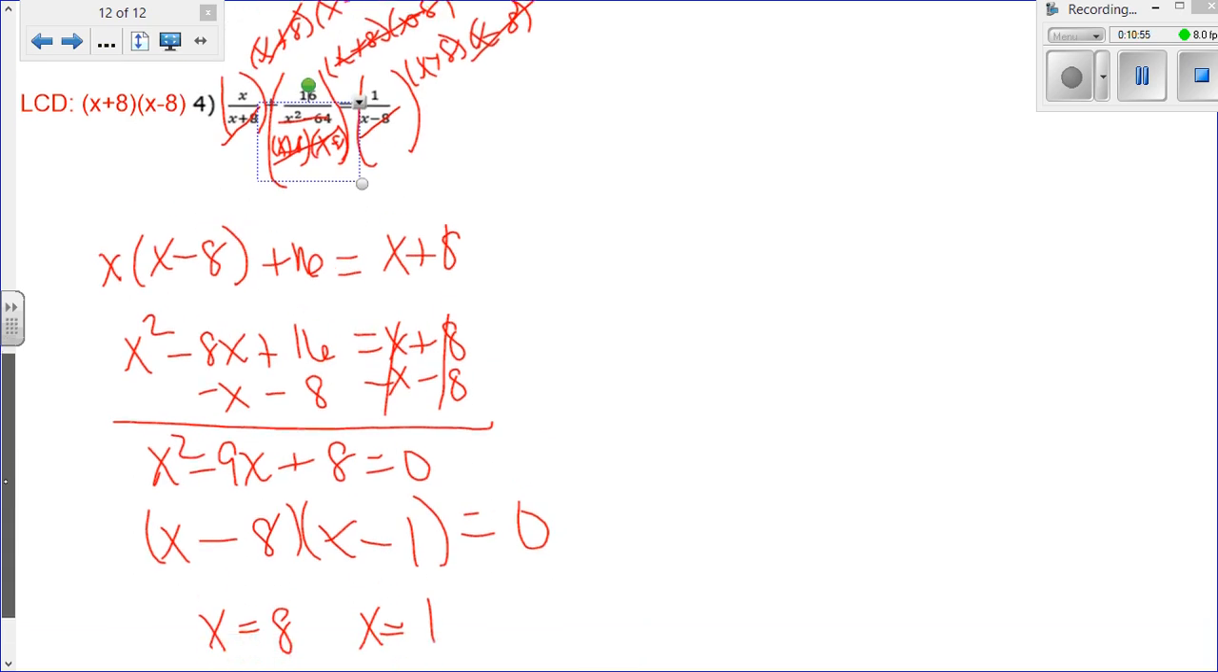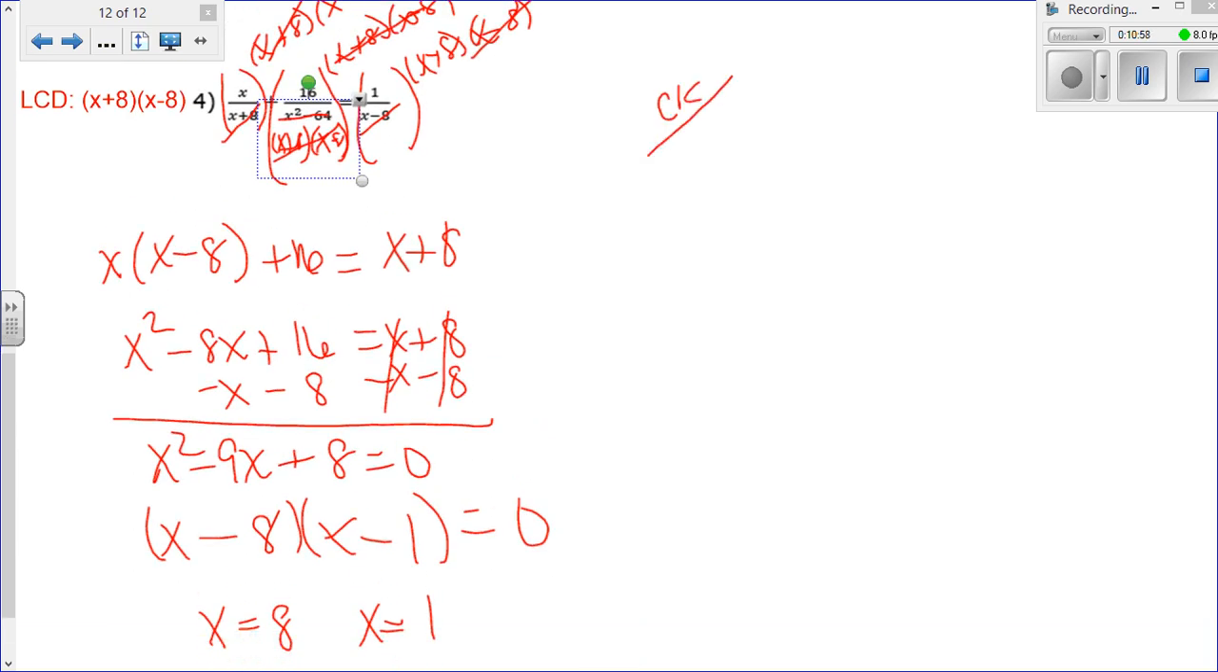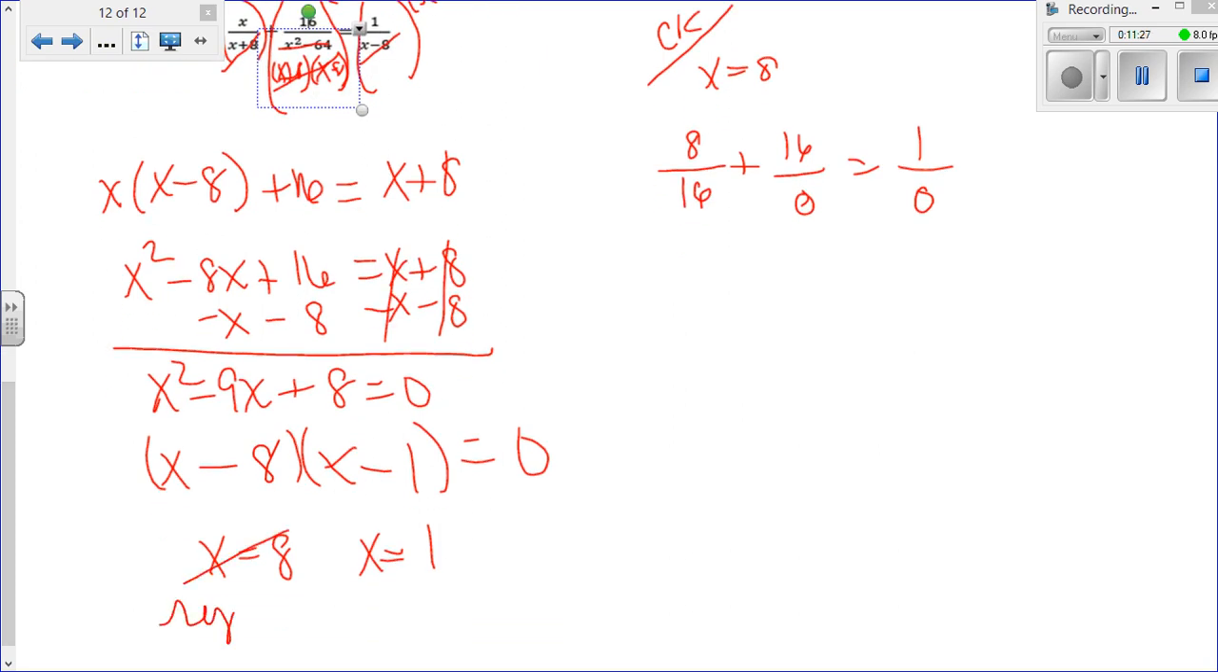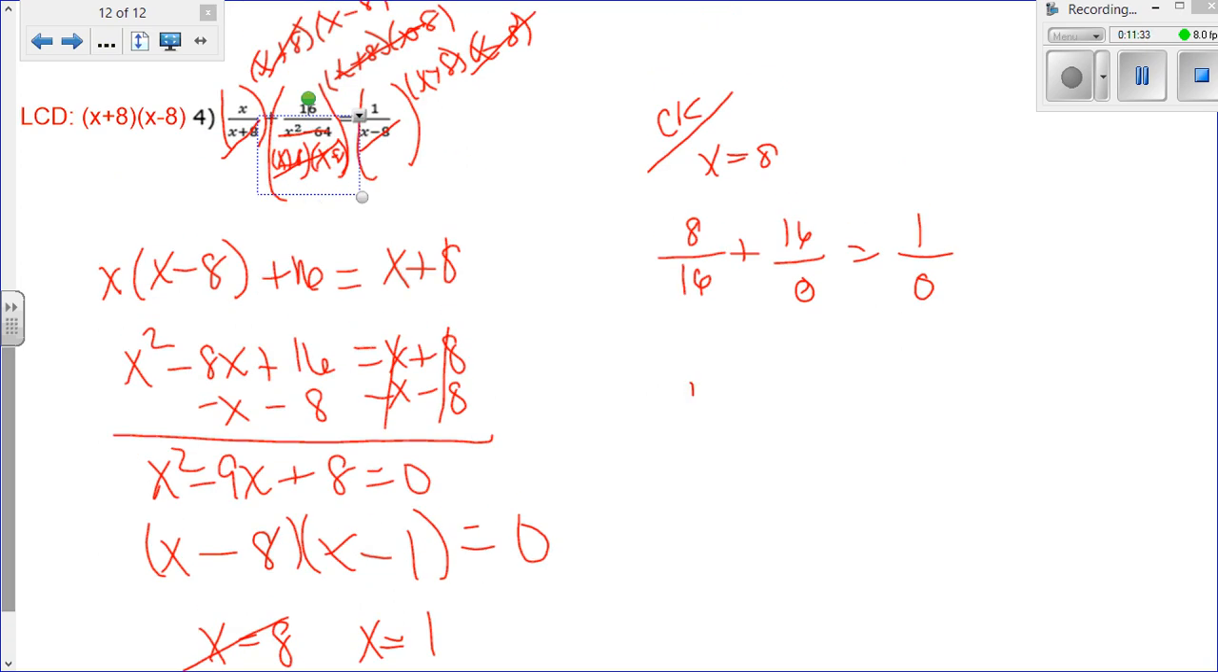Go to do our check. This time we have two checks. So if x is equal to 8, I'm going to have 8 over 8 plus 8 is 16, plus 16 over, if I put 8 in, I get 64 minus 64, I get 0, equals 1 over 8 minus 8 is 0. Once I see that, I can stop. I know that 8 is not going to work, so I'm going to just go back over here and reject the 8. And then I also need to check when x equals 1.